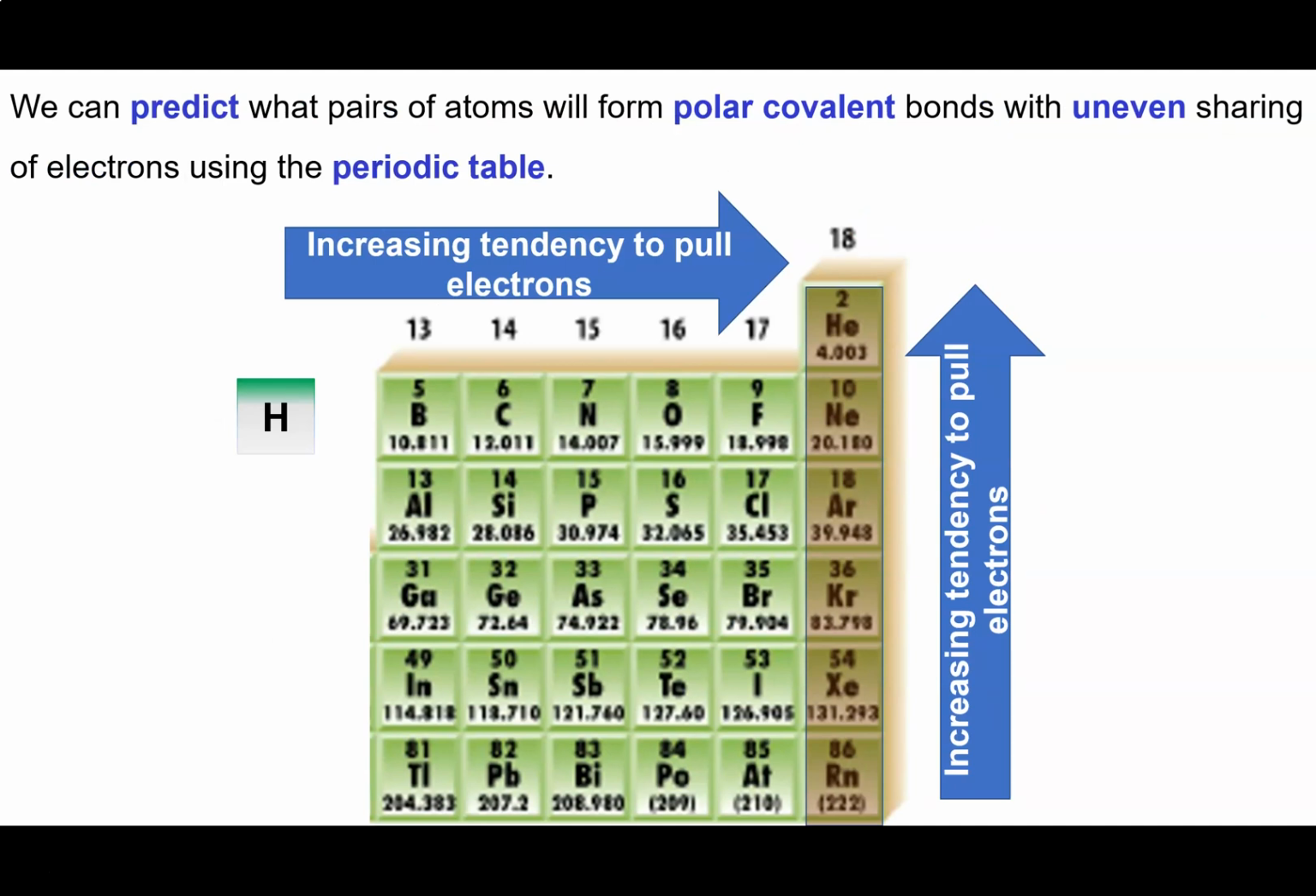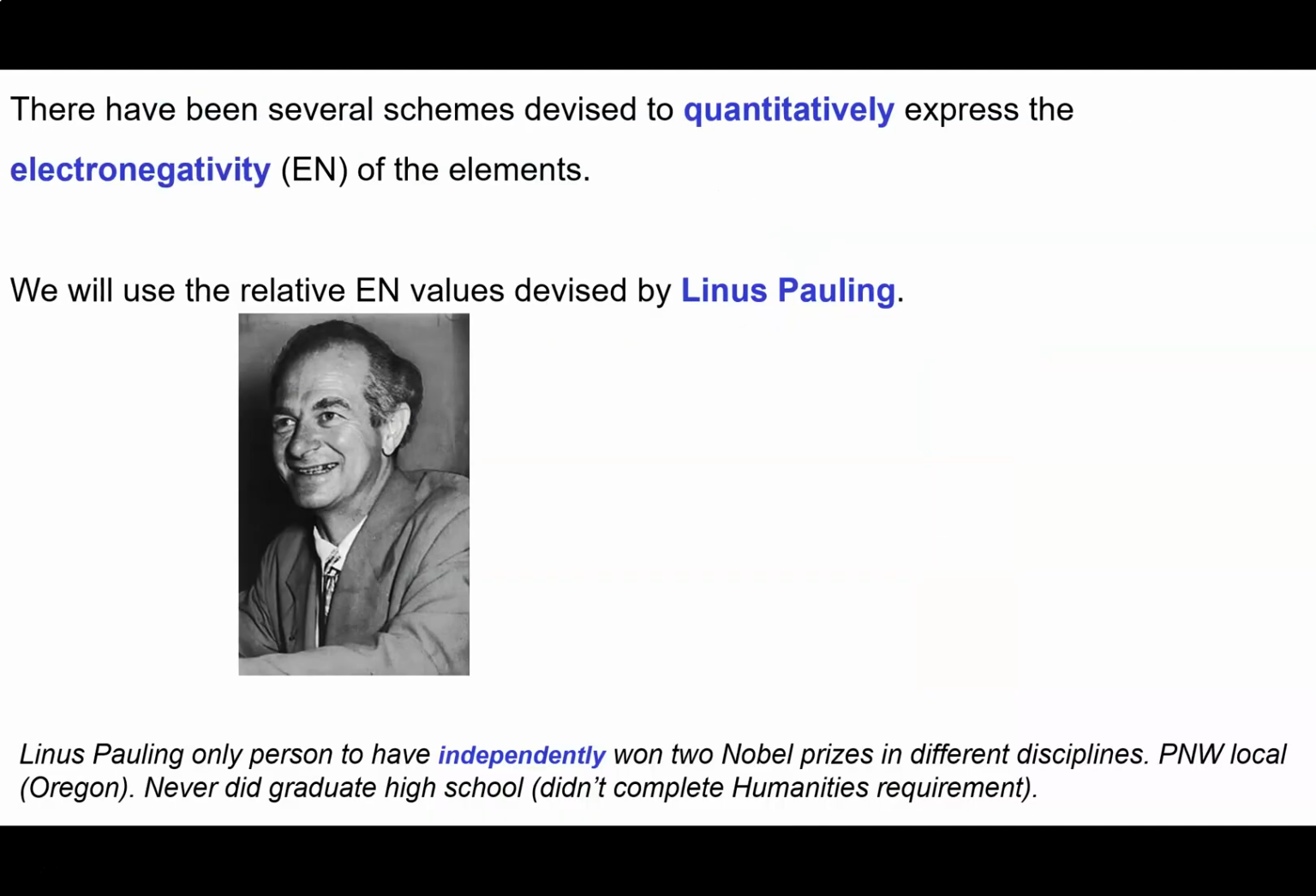So we can predict which pairs of atoms will form polar covalent bonds with uneven sharing of electrons using the periodic table. The reason is that there is an increasing tendency to pull shared electrons towards itself as we move from the bottom left to the top right of the periodic table. So fluorine really rips those shared electrons in towards itself, and hydrogen doesn't really do that very much at all. So this is just a periodic trend.